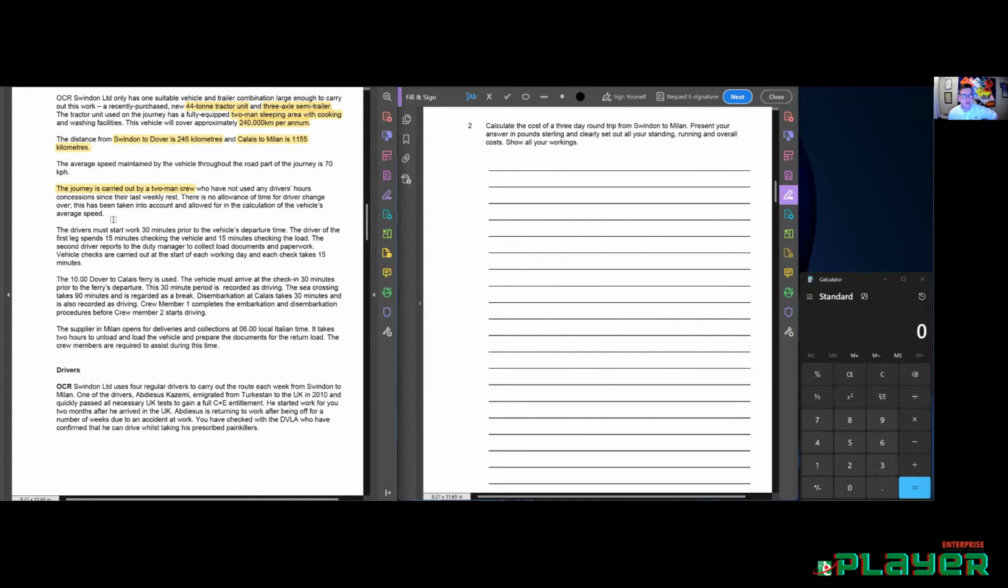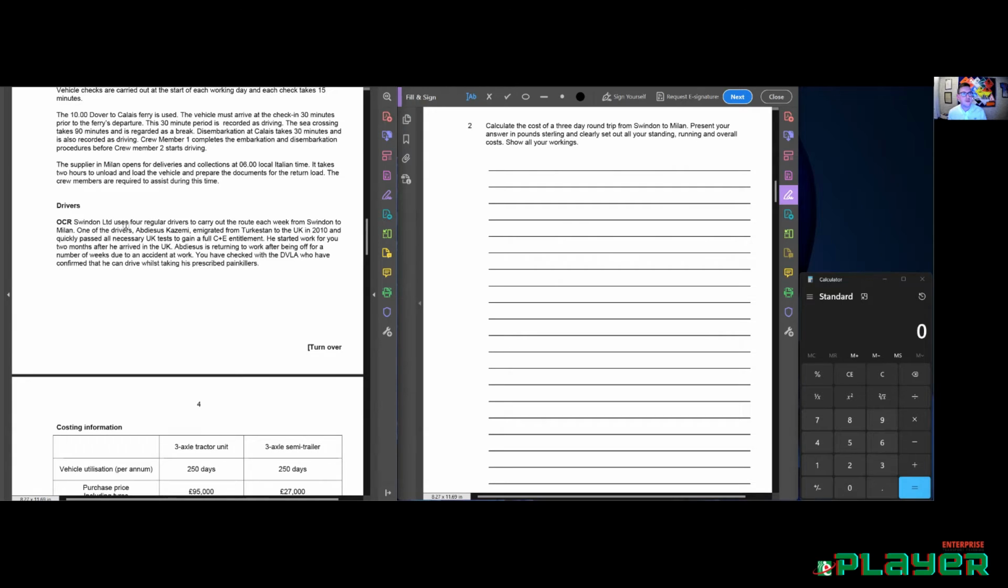Well, as we're doing a costing question, I'm guessing none of this is going to be particularly relevant to us. The supply room in Milan opens for deliveries and collections at 6 a.m. local Italian time. It takes 2 hours to unload and load the vehicle and prepare the documents for the return load. The crew members are required to assist during this time.